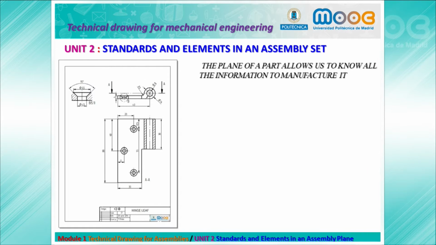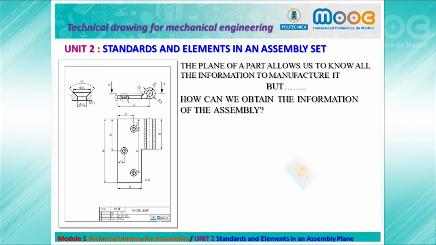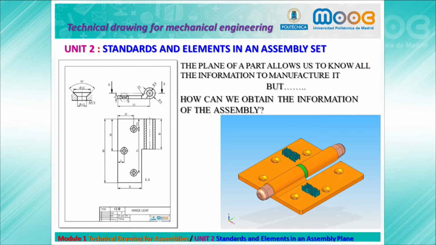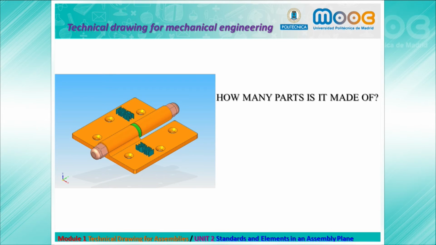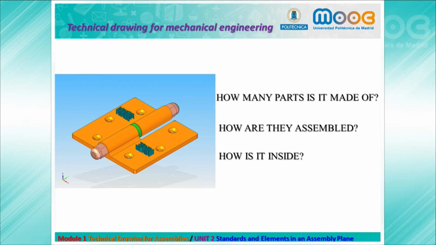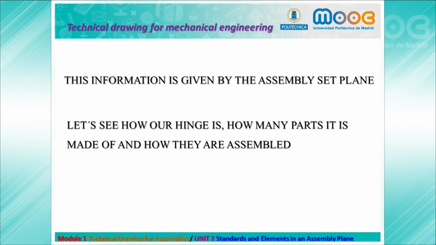We have here our leaf in the plane, and the plane of a part allows us to know all the information to manufacture it. But how can we obtain information about the assembly, about our hinge? This is our hinge, but how many parts is it made of? How are they assembled? How is it inside? This information is given by the assembly set plane. Let's see how our hinge is, how many parts it is made of, and how are they assembled.